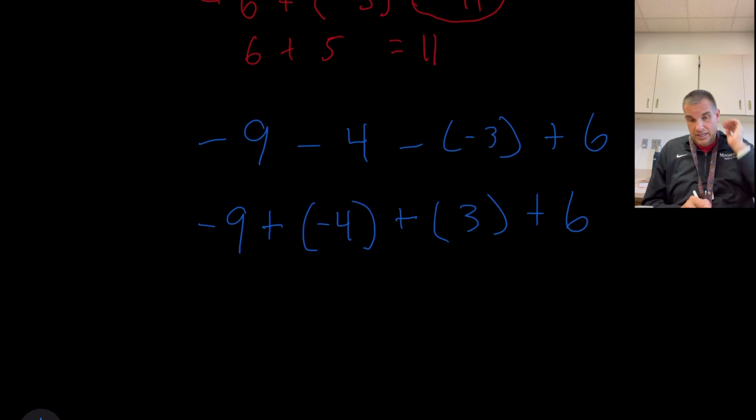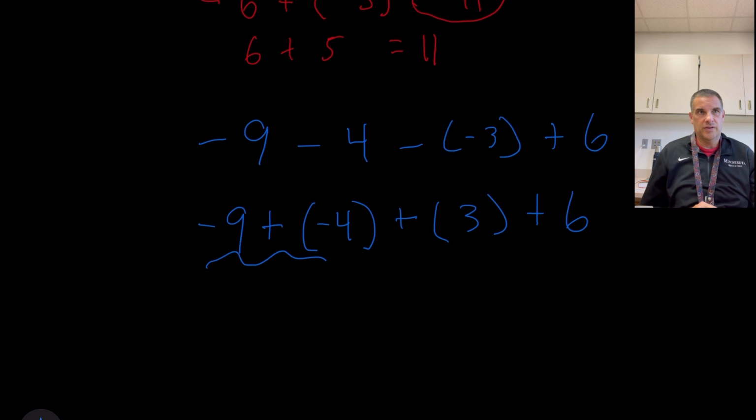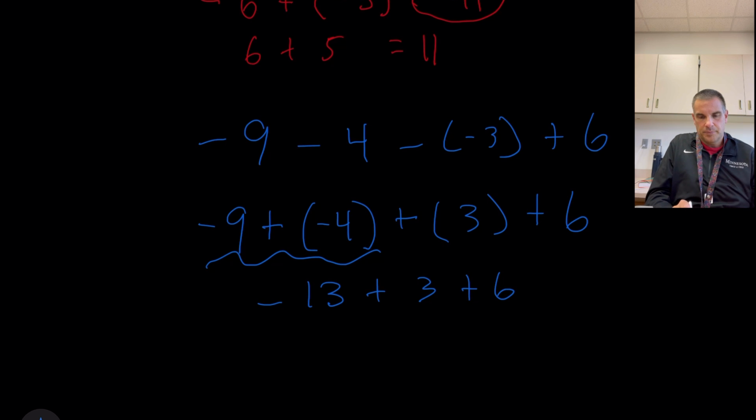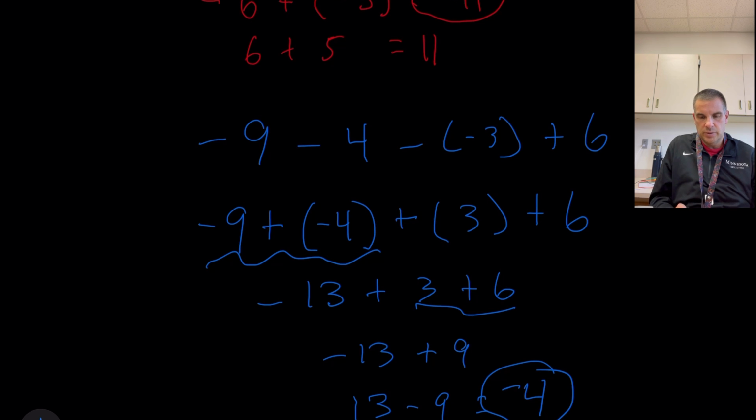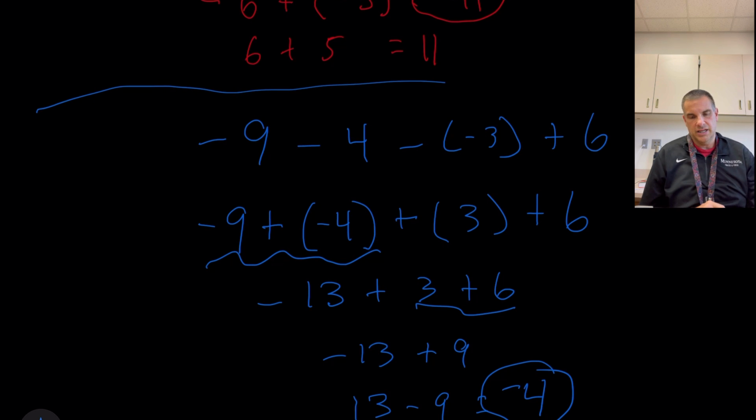Okay. Now, we've got to follow order of operations and add them together. Negative 4 plus negative 9, you put that together. That's negative 13. So I'm going negative 13 plus 3 plus 6. Those have the same sign, so negative 13 plus 9. They have different signs, so 13 minus 9 is 4. The 13 is bigger, so our answer to that is going to be negative 4.